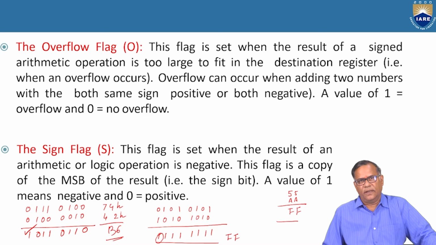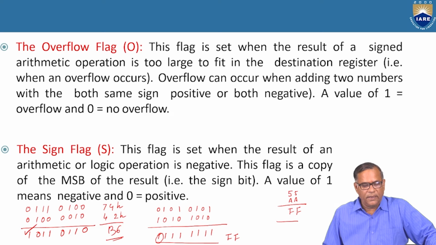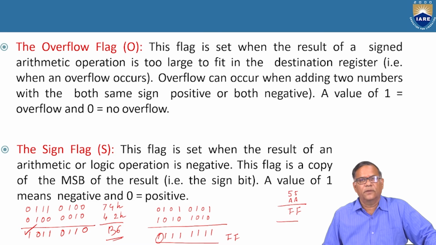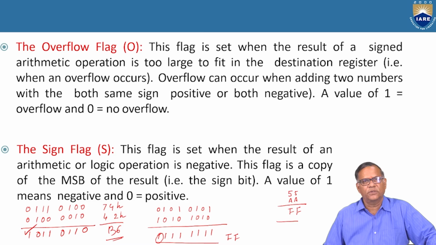So this is the sign flag. During arithmetic and logic operations, this flag is set when the result of the operation is negative. This flag is a copy of the MSB of the result. A value of 1 means negative, 0 means positive. So this is about the sign flag.